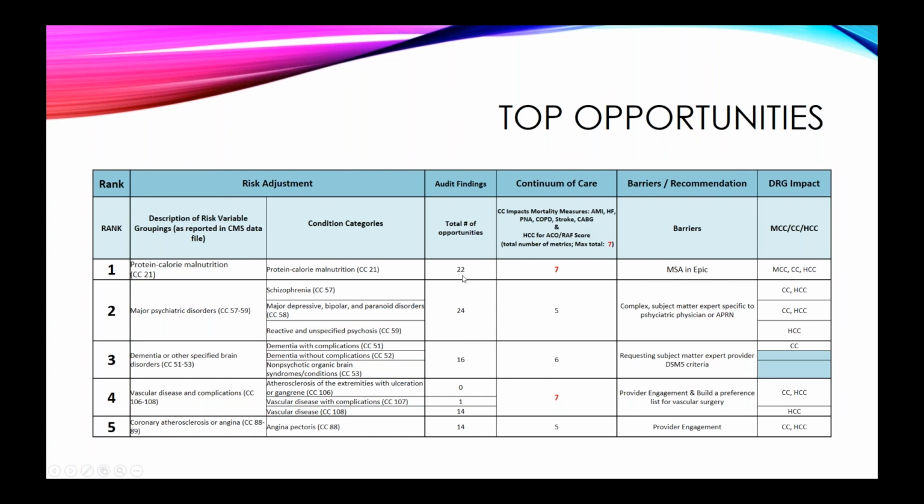So we had found out of the 100 charts that we audited that there were 22 opportunities for either improved documentation, send a query, or a miss on coding to pick up that code. So there were 22 opportunities. This is a high level. It cross-cuts against a whole bunch of different measures and will calculate into a RAF score. So this was our number 1 opportunity, was protein calorie malnutrition on this patient population cohort. And then you can see here what the impact of that could be on the inpatient setting for an NCC, CC, and then also have an HCC.